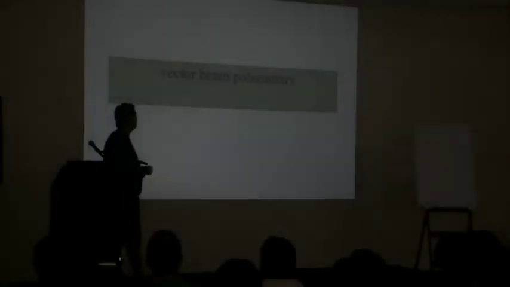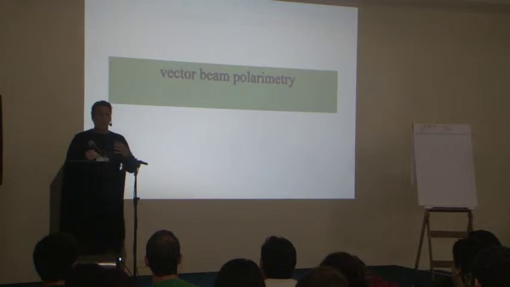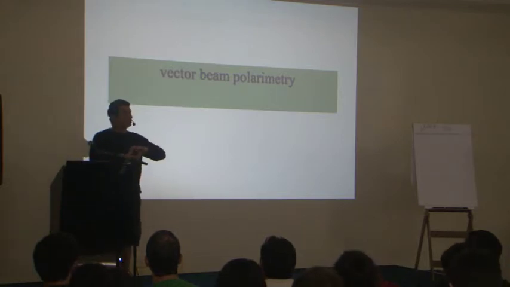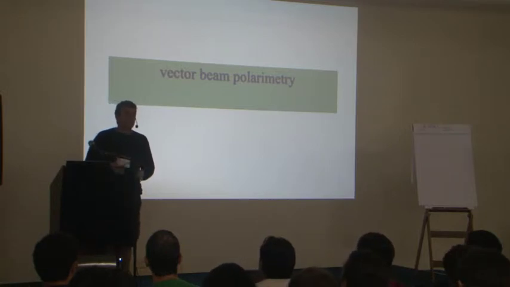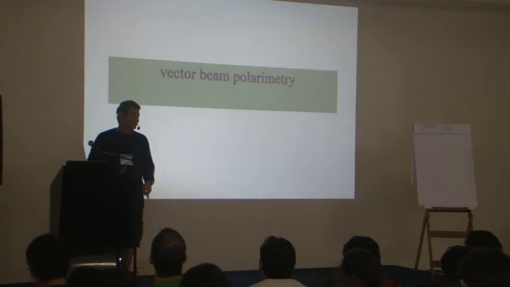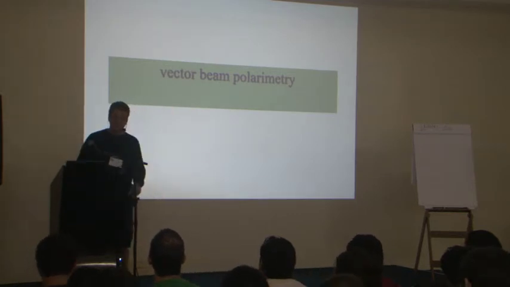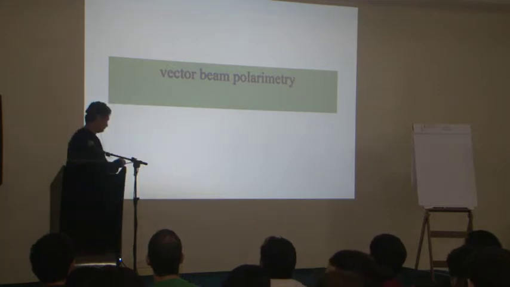Parametric. So let's now try to investigate what happens to this kind of structural non-separability when we try to make polarimetry on those vector beams, those vector vortices, like the Bell modes that I mentioned.